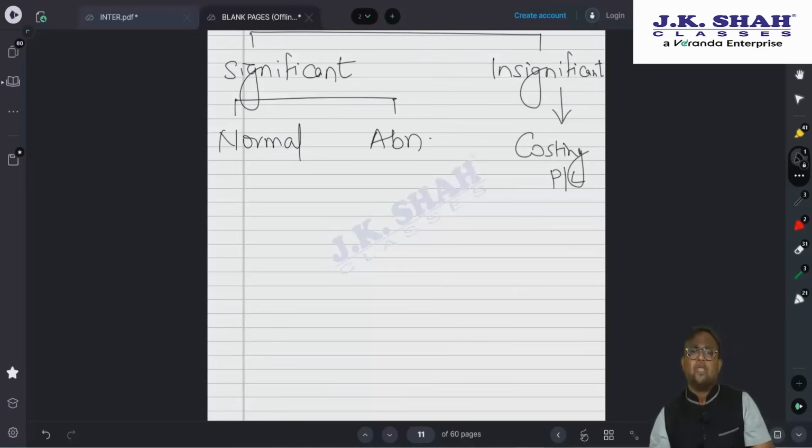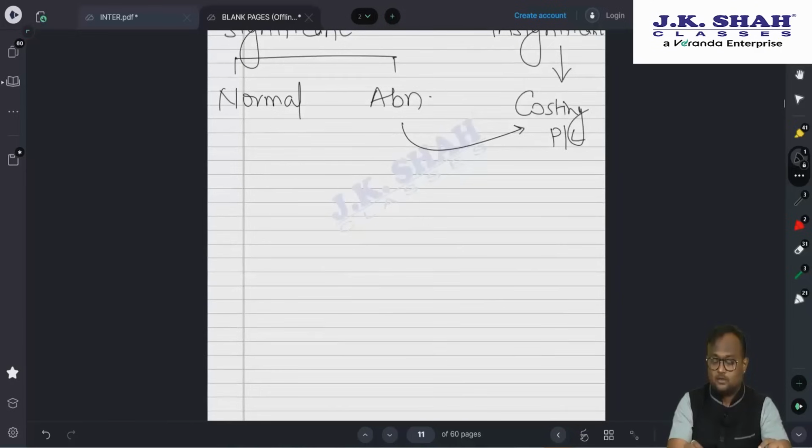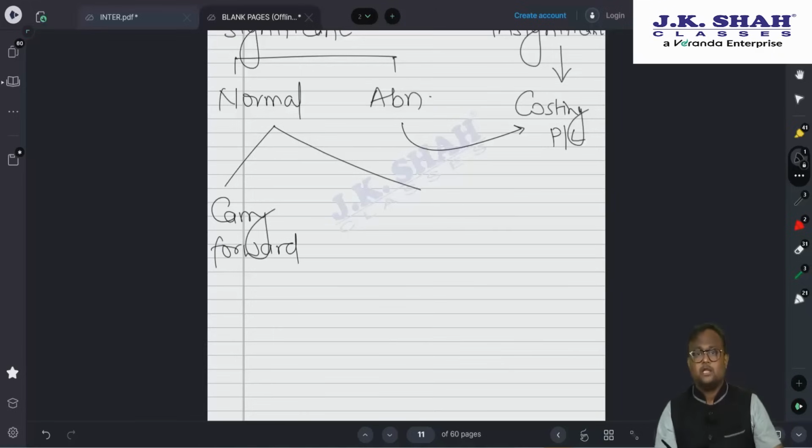Abnormal is due to failure of the management, poor thinking of the management, poor estimation of the management. That means this will happen only in your case. It will not happen with the competitor. So in that case, you charge that to the costing P&L because you have to bear the burden. One more option you have, you can carry it forward to the next year. The current year's under absorption will be carried forward to the next year with an intention of getting over absorption in the next year.